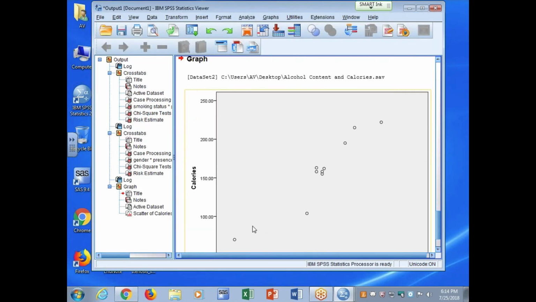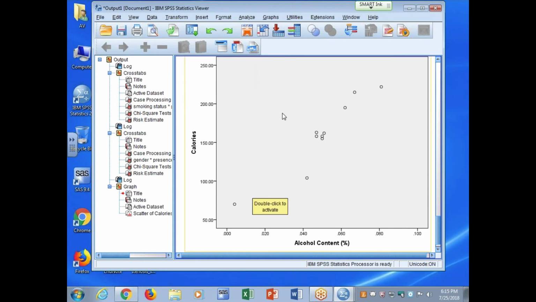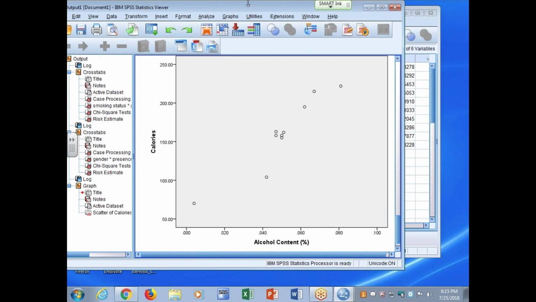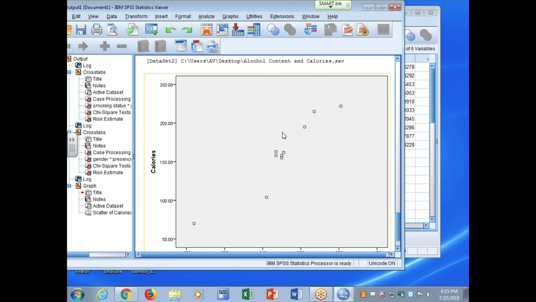Okay, here's our output table, and let me see if I can move this over here so I can see it a little bit better. You guys can probably see it already. So how does that look to you guys? Does that look like there's a correlation between alcohol content and calorie count? Yeah, sure does, right? Does it look like a strong correlation? Yeah, it does, right?